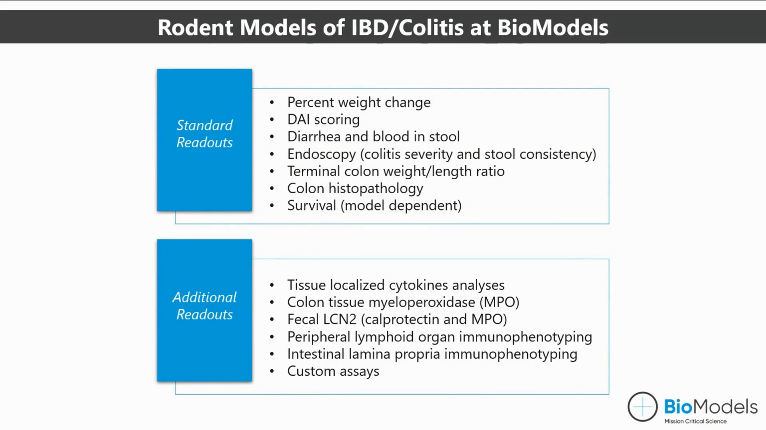So with all of our IBD models, we have standard readouts that we typically recommend, including body weight assessment, disease activity index scoring, diarrhea, and blood in the stool, endoscopy, which I'll talk about more in the next slide, also colon weight length ratio, and colon histopathology. We also have a full in vitro lab and can assess cytokine production, tissue and fecal myeloperoxidase production, and specific cell types and subsets of cells using flow cytometry. Custom assays are also possible, so don't hesitate to reach out to us to discuss any ideas that you might have.